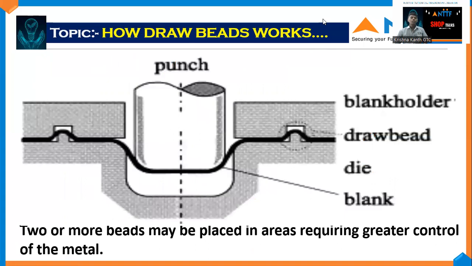Let us see how drawbits works. Here you can observe the figure. In the center one is punch and side of the punch is blank holder or punch holder and the bottom of it is die. On the die plate surface, a small projection is projected toward top side. Those are called drawbits. It controls the material flow.